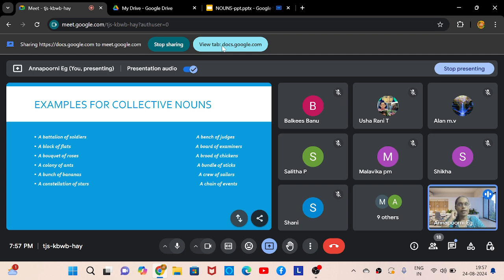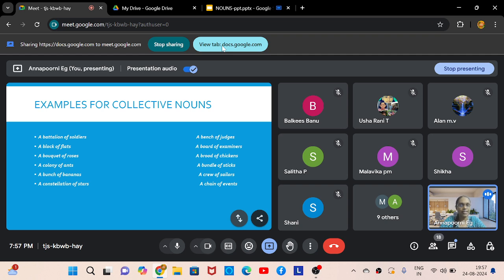We can also call it an army of soldiers. Both are correct. Okay. A block of flats. It's not bucket. We call it bouquet. Bouquet. T is silent. Bouquet. A bouquet of roses or a bouquet of jasmine or a bouquet of lily. Any bouquet. Whatever flower you want, you can prepare a bouquet, right?